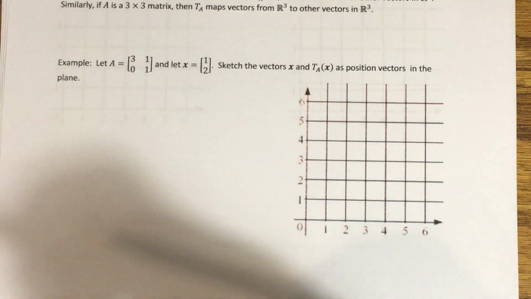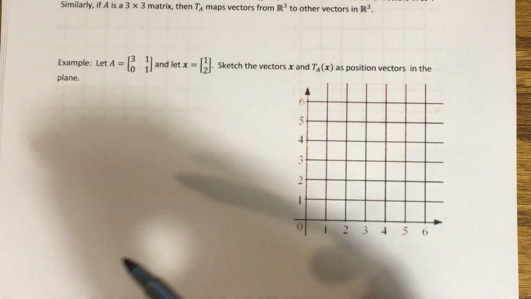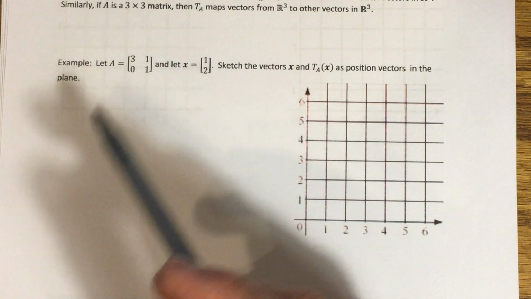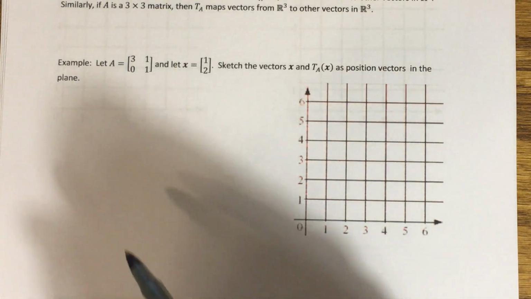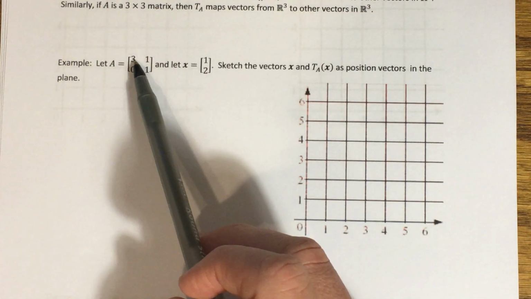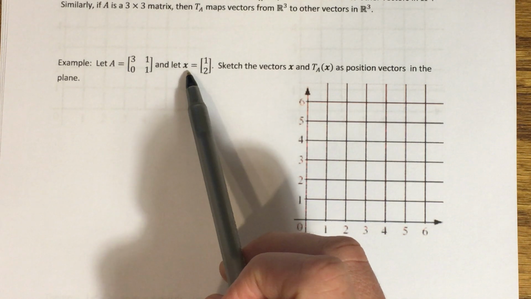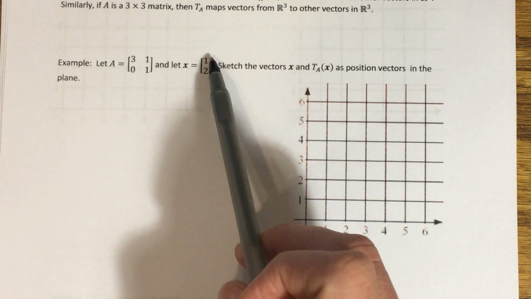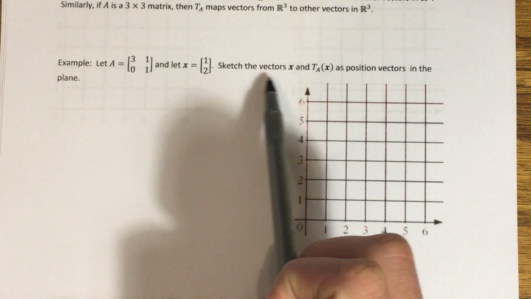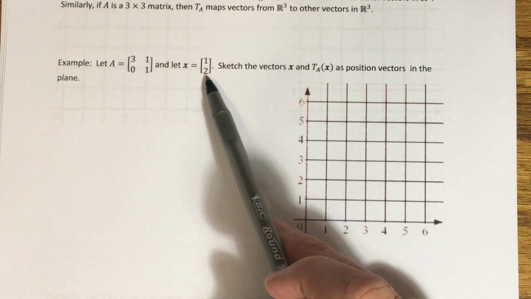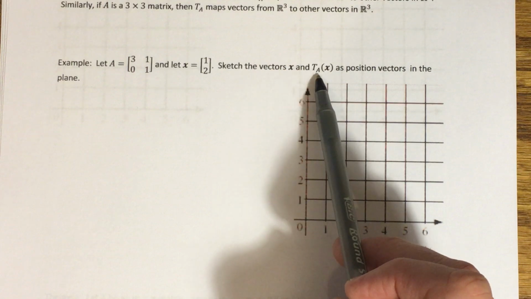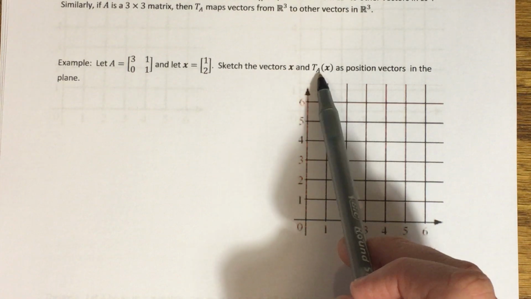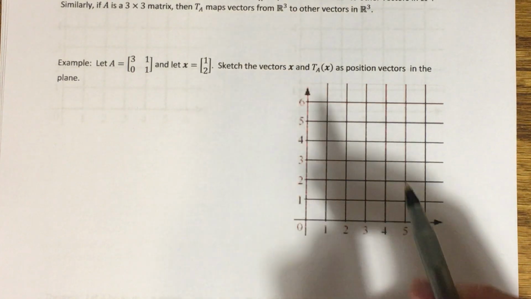Like I said, pretty much everything we do in this video and the ones that follow is going to be for 2 by 2 matrices specifically, because it's the easiest case to visualize. So let's let A be this matrix right here, 3, 1, 0, 3. And I have this vector x, which is the vector 1, 2. I want to sketch 2 vectors, this one, x, and then T_A of x, in other words, the output vector that we get by plugging in x.